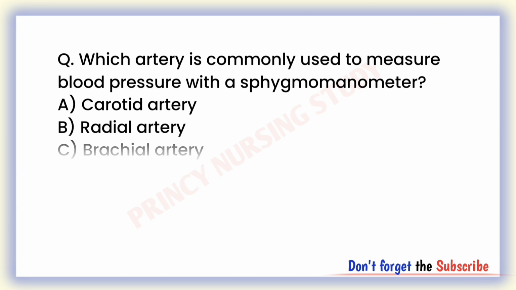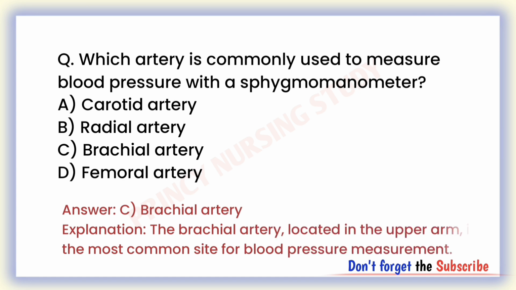Next question. Which artery is commonly used to measure blood pressure with a sphygmomanometer? Correct answer is C. Brachial artery. The brachial artery located in the upper arm is the most common site for blood pressure measurement.